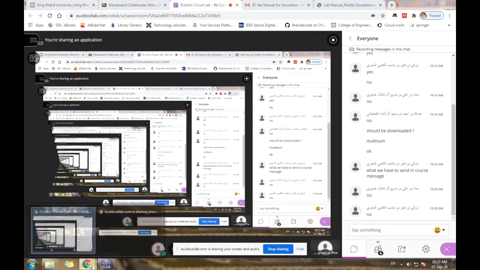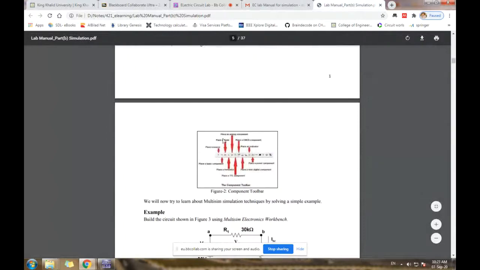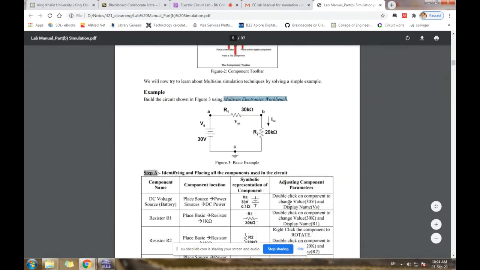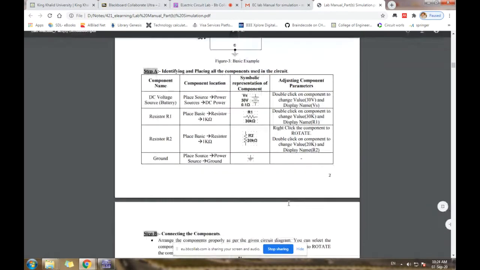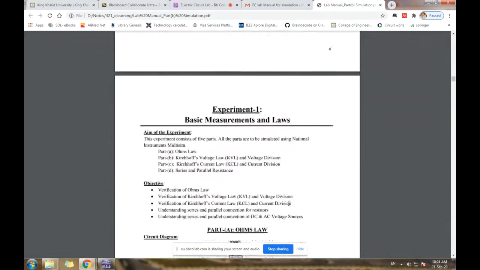Okay, so let us continue again. In this, the further details for the instruments are given. For example, the first one is place a source. Second one is place a basic component. You can understand it while doing it, inshallah. So this is an example of how to use Multisim. It is for your general knowledge. I will explain with respect to Ohm's law. We will start with Ohm's law, inshallah.